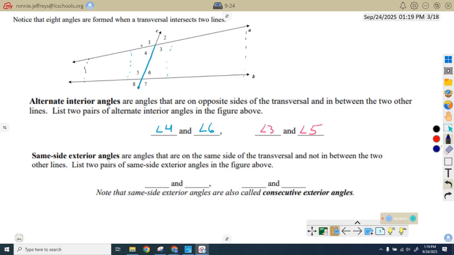Same side exterior, same side of the transversal, just on the outside. Here we have angle 1, angle 8, angle 2, angle 7. All right. Are we good here? Ready to move on?